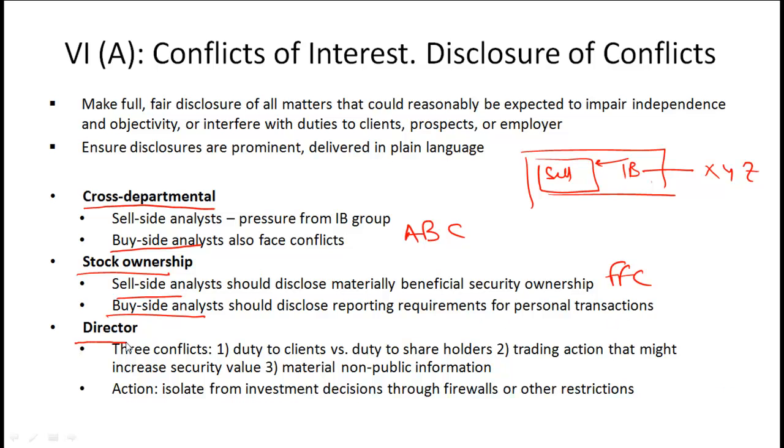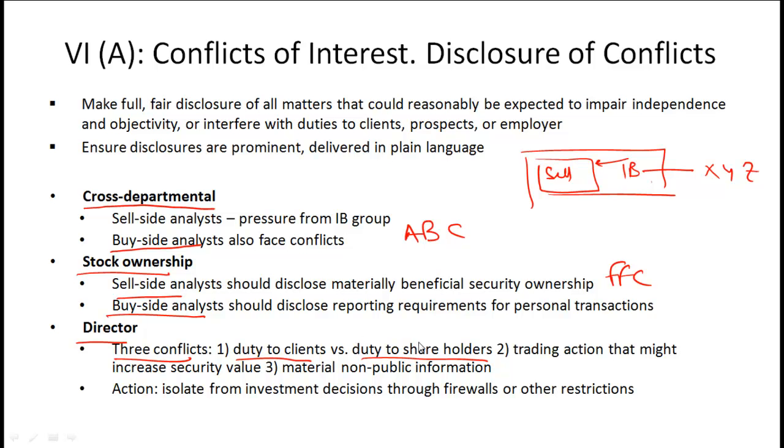Let's say you are a director at a firm, so you are on the board of directors, and your firm also deals with that security or makes recommendations related to that security. What are the possible conflicts here? There are three broad conflicts. Number one has to do with duty to clients versus duty to shareholders.